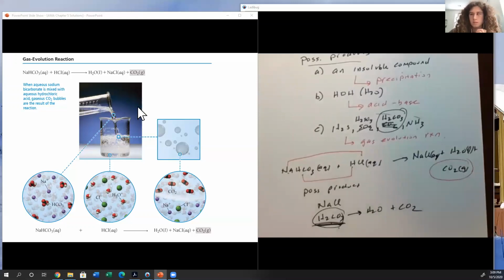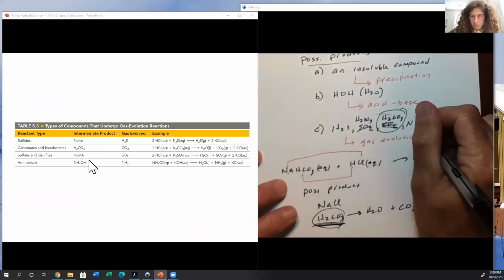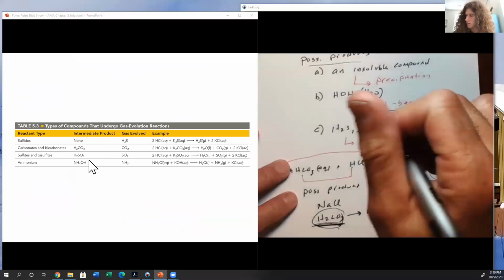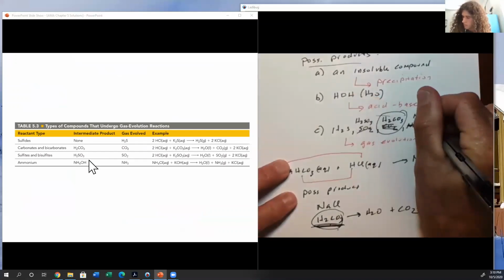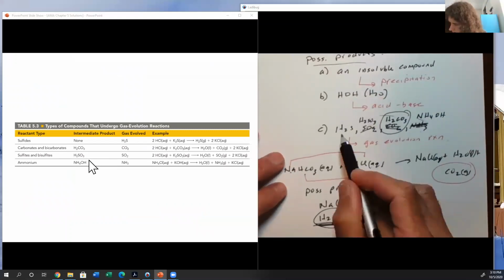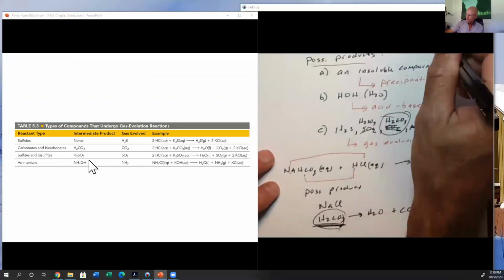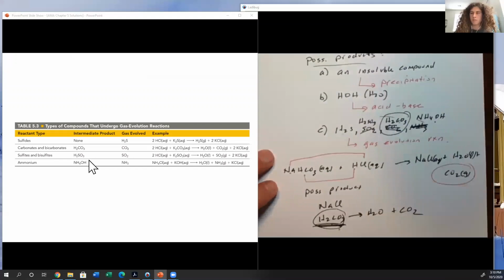Here is a chart of all those intermediate things that you're going to see. Oh yeah, I forgot, I made a mistake. This one should not be NH3 either. I accidentally put the gases instead of the intermediate products. NH4OH is the thing you're looking for there. So these are the intermediate products: when AY or BX form any of these four things, then you have a gas evolution reaction. And here are the gases that are evolved.